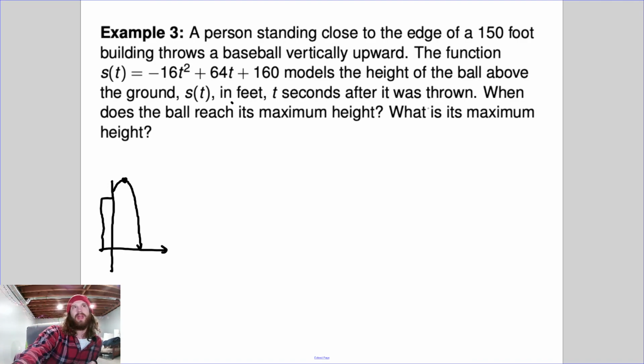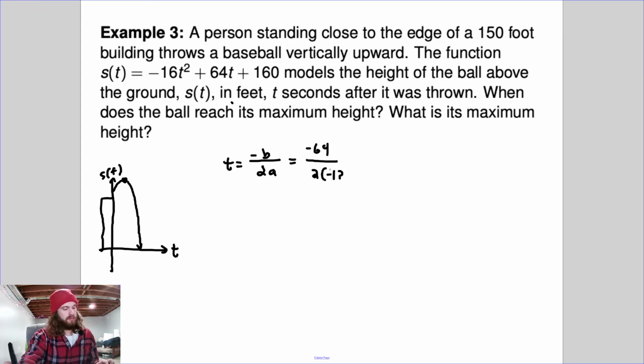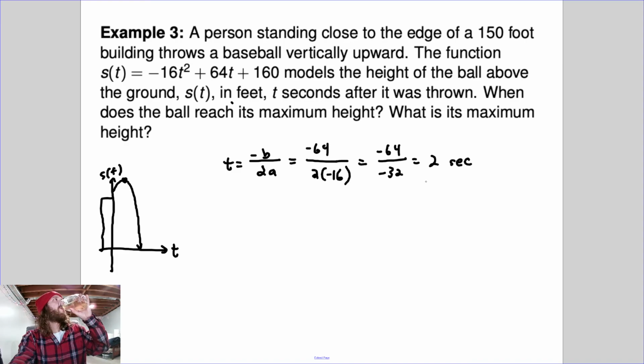So how do we find when the ball reaches its maximum height? Because this horizontal axis is t, right? We'll call this s of t up here, our height. When does it reach that max height? When means we need to find our axis of symmetry. That's going to be t equals negative b over 2a. So if we run up to our equation, b is 64, so it'll be negative 64 over 2 times negative 16, negative 64 over negative 32, which is 2. So 2 seconds after the throw is when it reaches its maximum height. I guess that's pretty believable. A 2-second throw. Pretty believable.